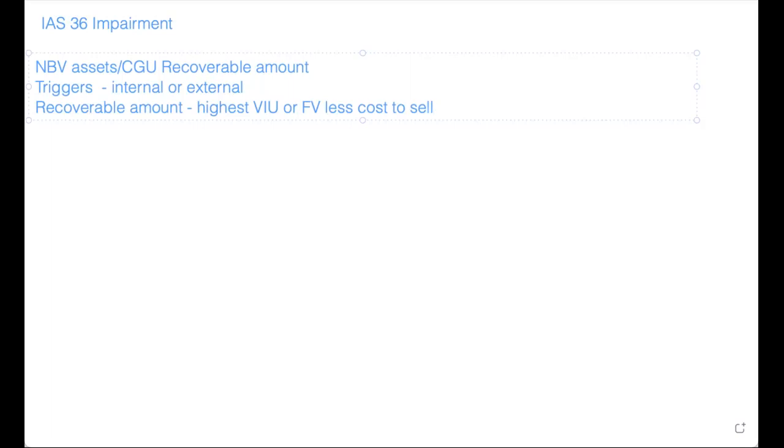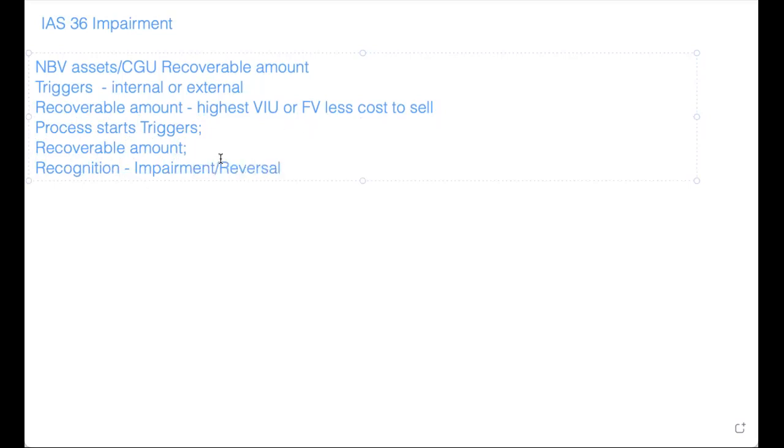So let's return to our IAS 36 impairment. As we stated, the process starts with the triggers. Then, if the triggers exist, the management calculates the recoverable amount and then makes the recognition of an impairment or its reversal. So there can be a situation when the impairment exists, and this will result in an expense, which will decrease the NBV to the recoverable amount, or we will recognize income, the reversal of the impairment.